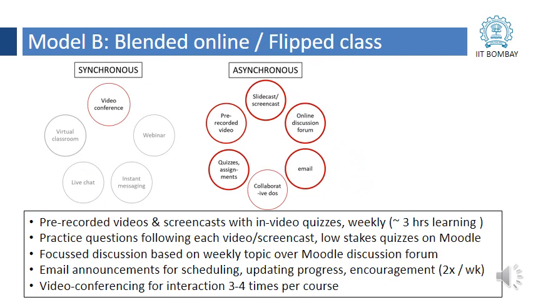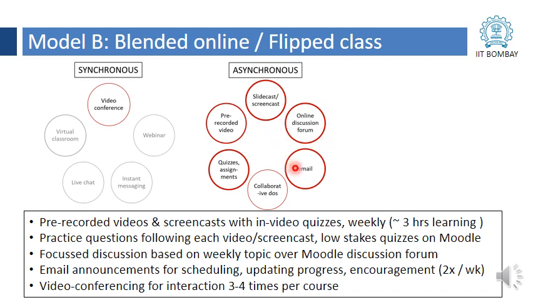Model B, also known as blended online or flipped class, primarily relies on the asynchronous approach. There are pre-recorded videos and screencasts with in-video quizzes. These are posted on a weekly basis and they correspond to about 3 hours of learning time per week. There are practice questions and low-stakes quizzes on Moodle following each video and screencast so that students are able to practice and apply the material they learned in the video immediately. The course also consists of focused discussions based on a weekly topic which can be implemented over a Moodle discussion forum.